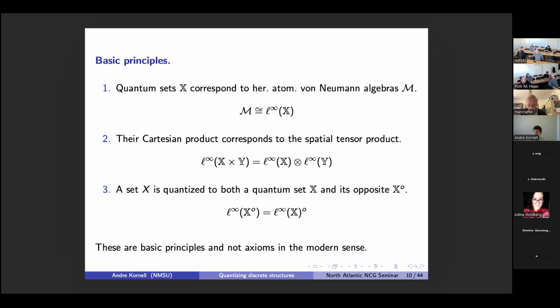So I have a question. I cannot see this as a principle. It's simply the notation for hereditary polynomial algebras. Because it is a principle that's going to guide our quantization scheme. So these are ideas that we will use to determine how to quantize a particular class of discrete structures.